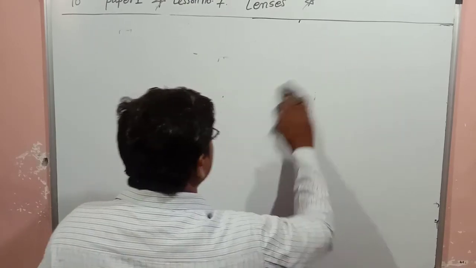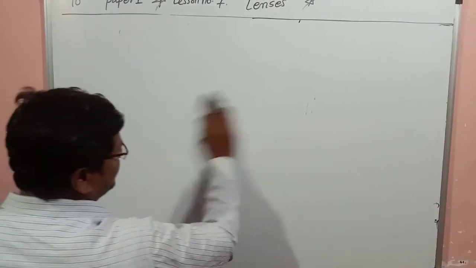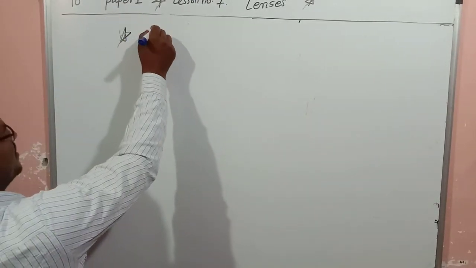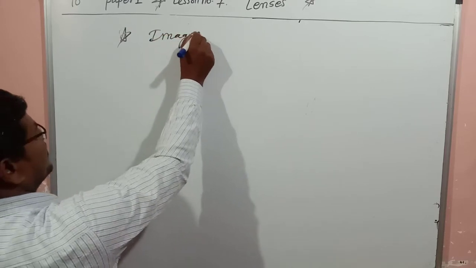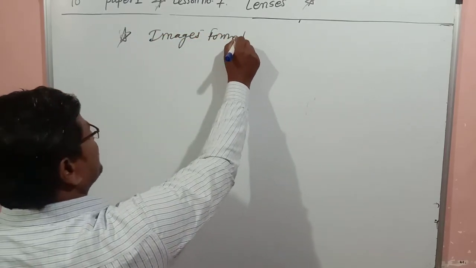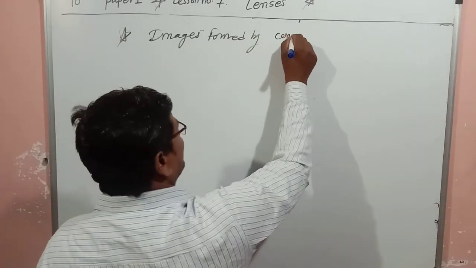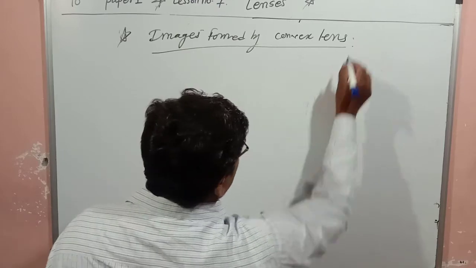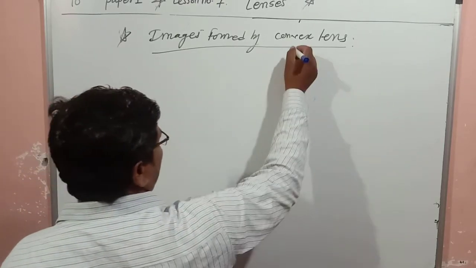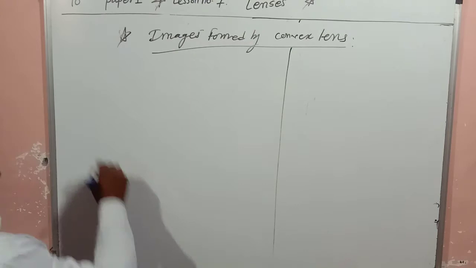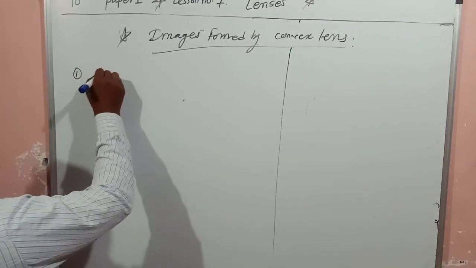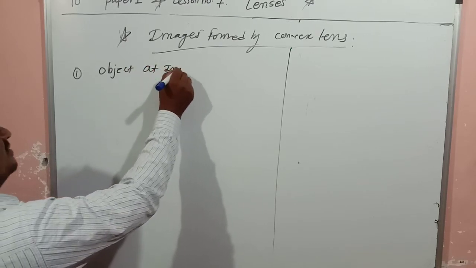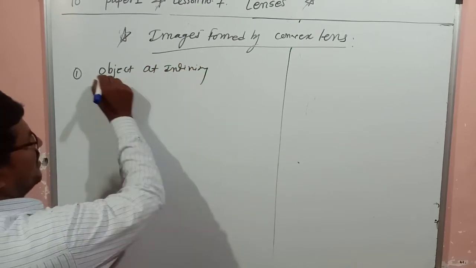So is that clear? In this point we have to study images formed by the convex lens. There are 6 positions. Out of those, we will take 2 positions here. The first one is the object at infinity.